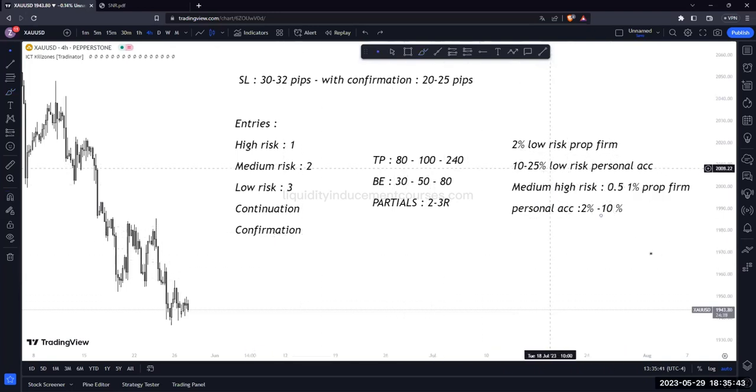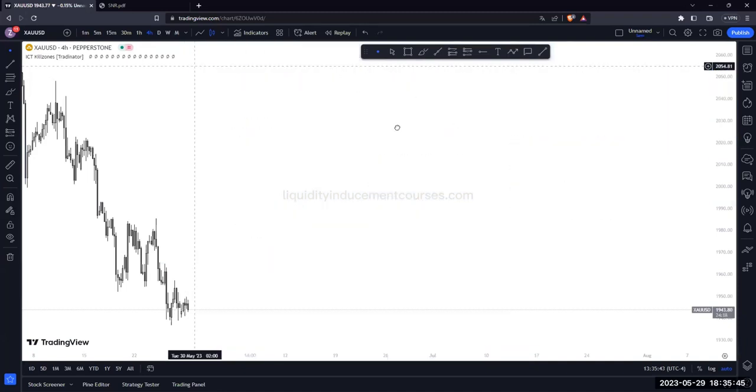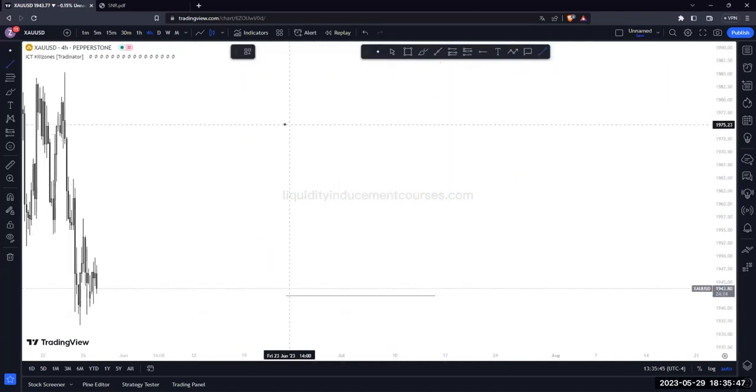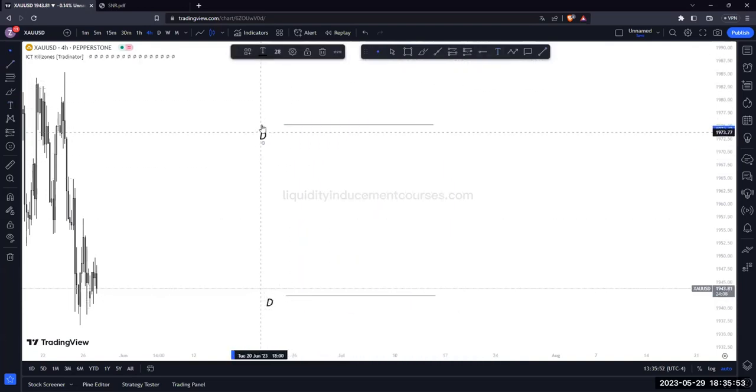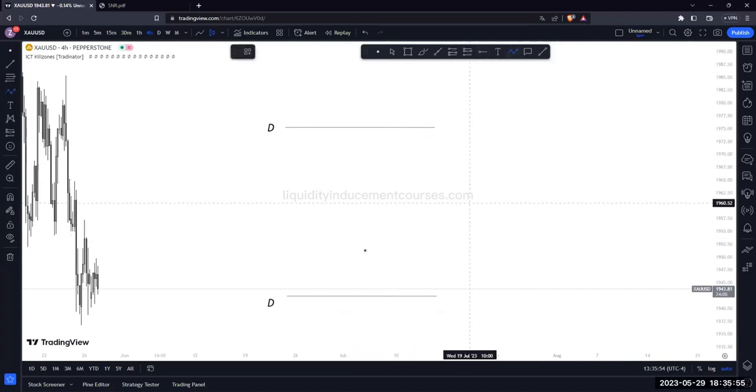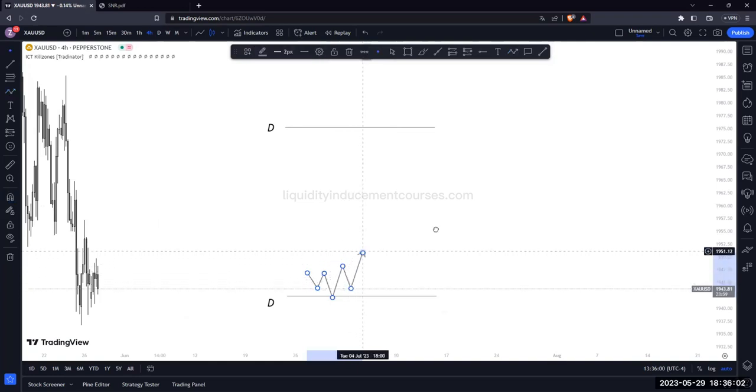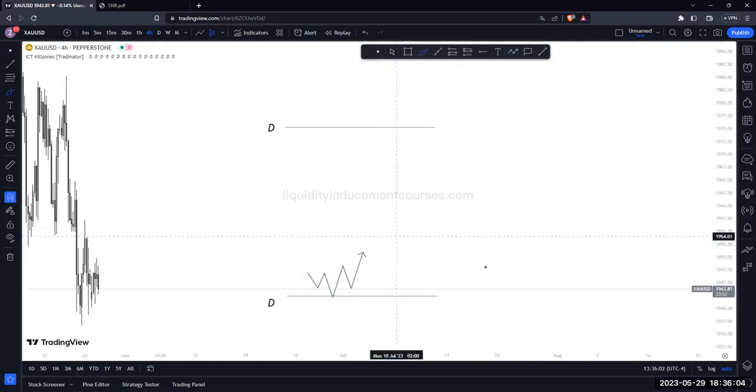So continuation is very simple. You're going to have a daily to daily. I'm going to show you the freshest in the next session also. So just focus on what I taught you today, and I'll give you the next session. You're going to have daily, reject daily, H4 breakout, price pulling back, and you buy. How do you keep buying? Using continuation entries.